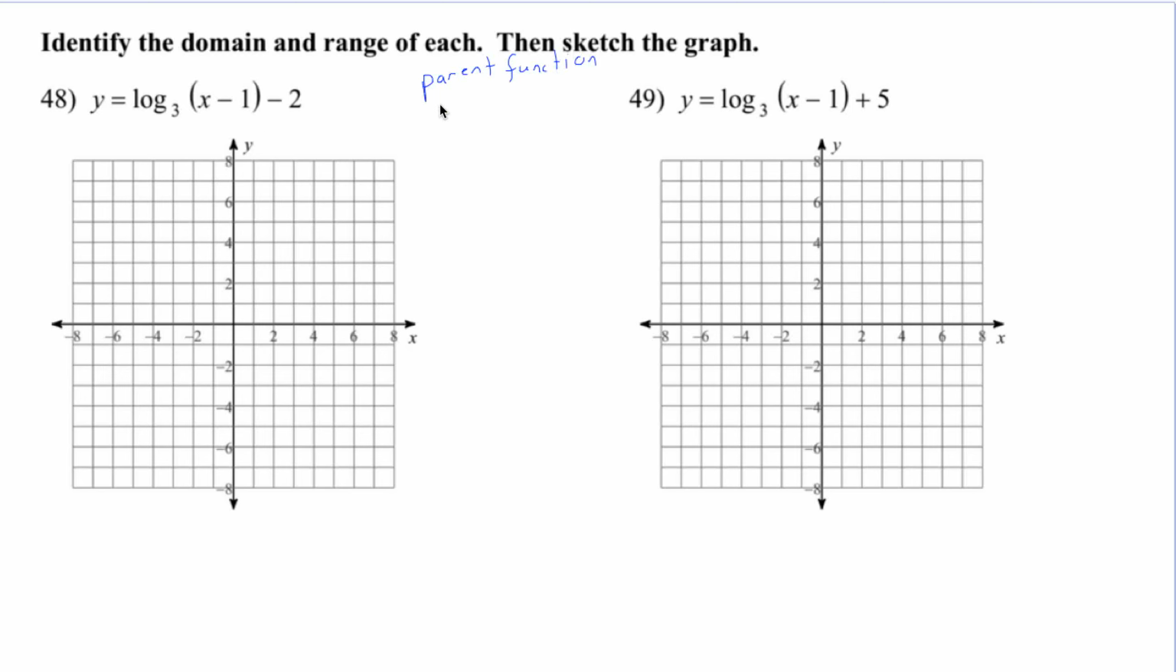Logarithms are inverses of exponentials. So exponentials went through, sorry, exponential went through 0, 1. Logarithms will go through 1, 0, base 1 and the reciprocal of the base, negative 1. And it will have a vertical asymptote at the y-axis.